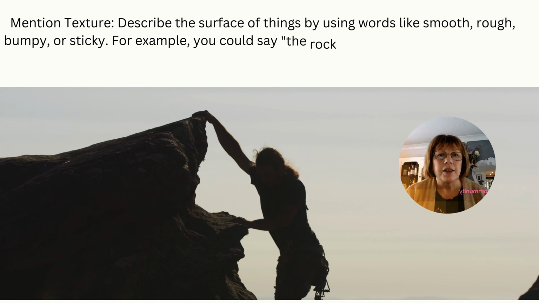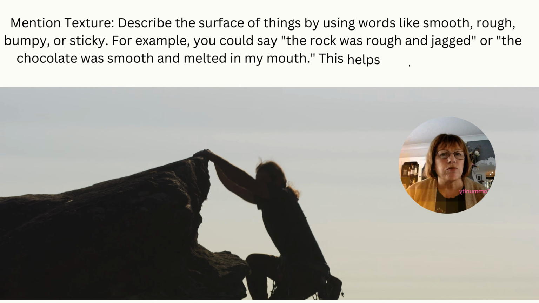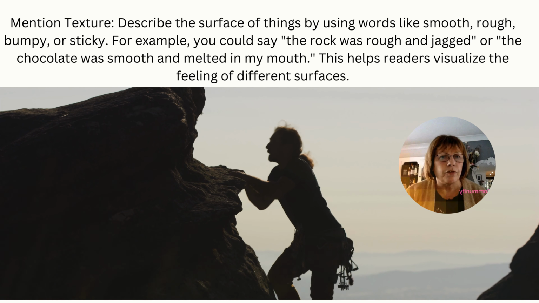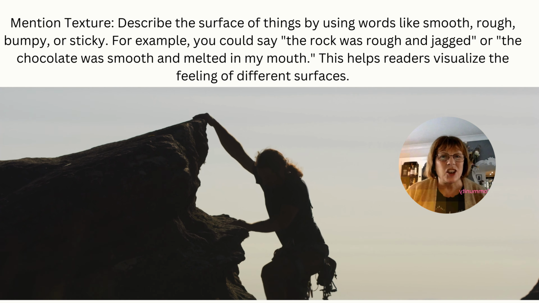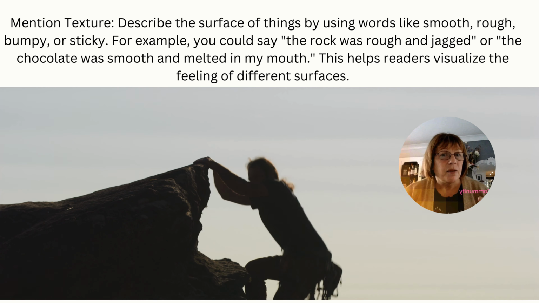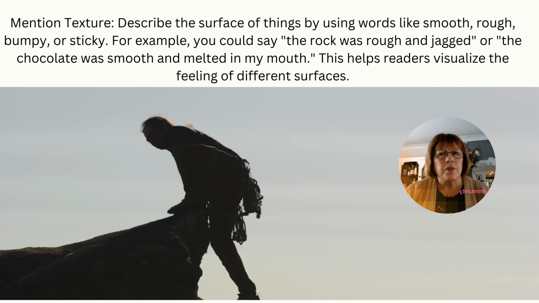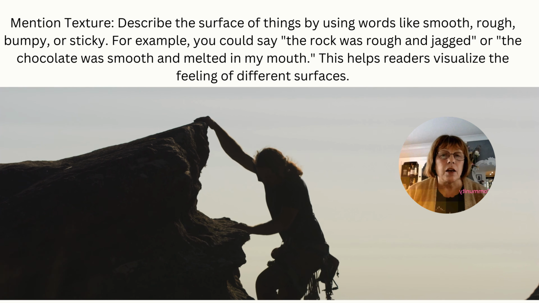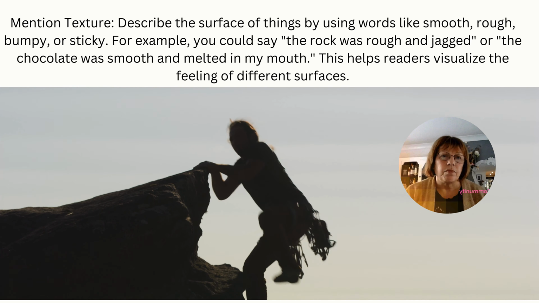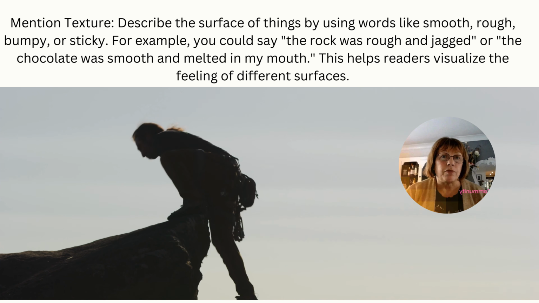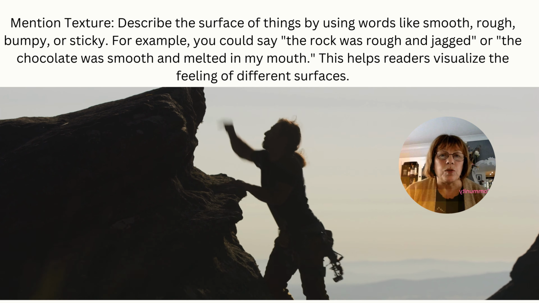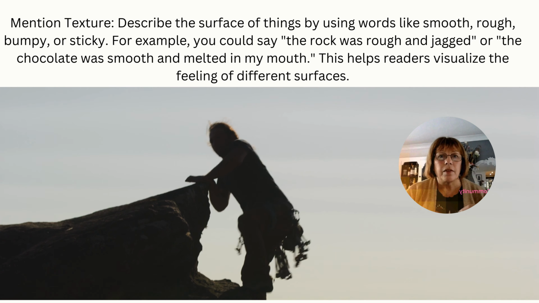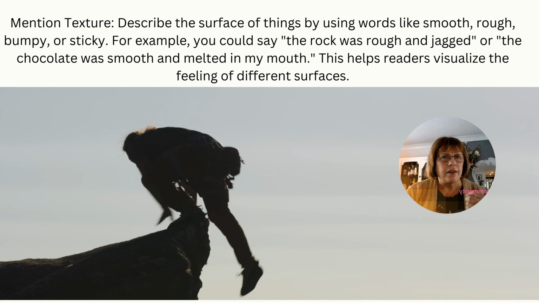Remember to mention texture. So describe the surface. Use words like smooth, rough, bumpy, sticky, jagged, and melted. So help the reader visualize the feeling of different surfaces. For example, you might write, "The rock was rough and jagged." Or if you're writing about food, "The chocolate was smooth and melted in my mouth." So think, reader, think, visualize, and think, feeling.